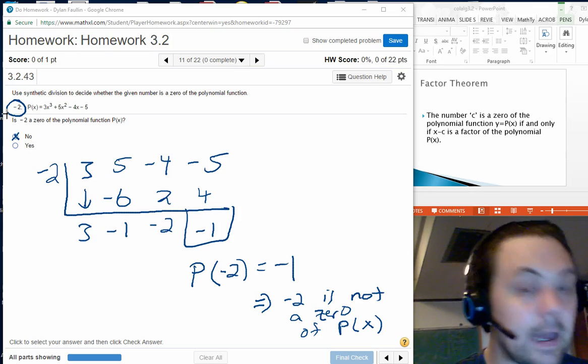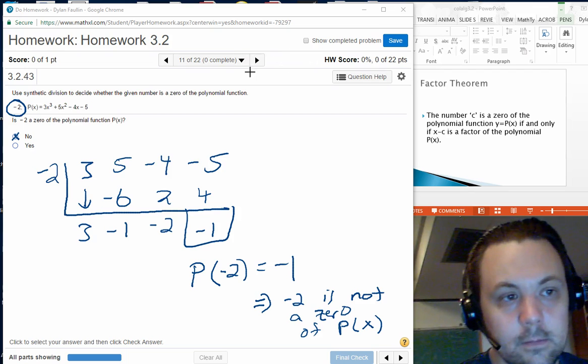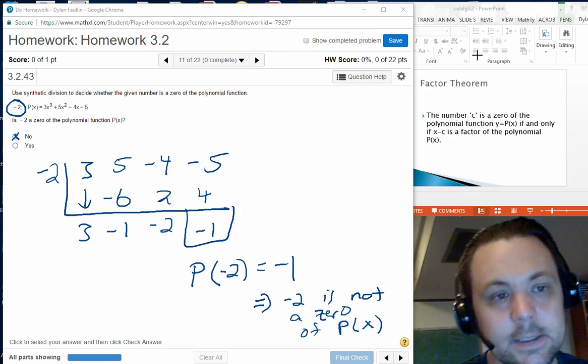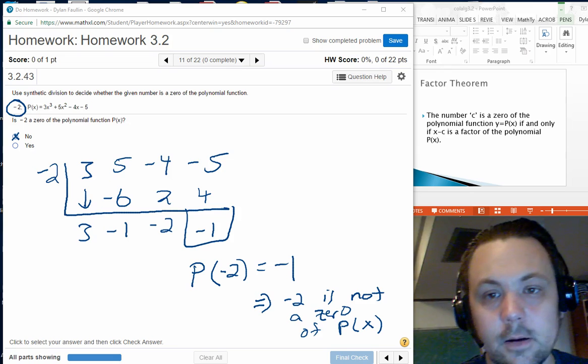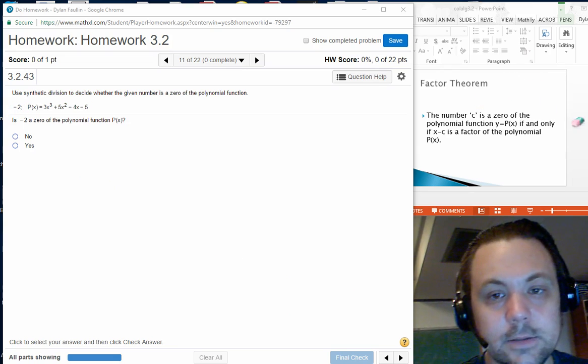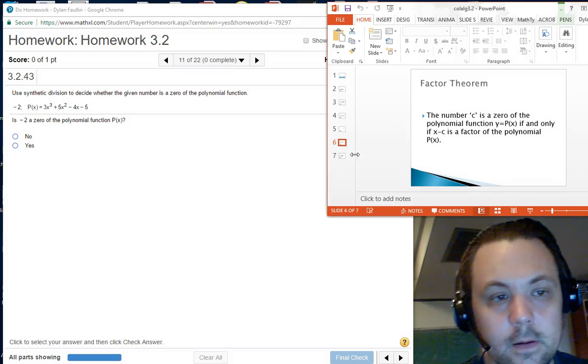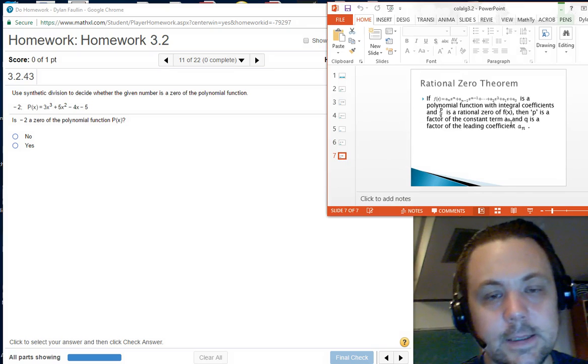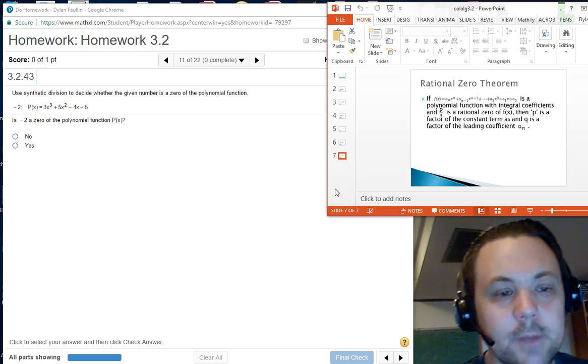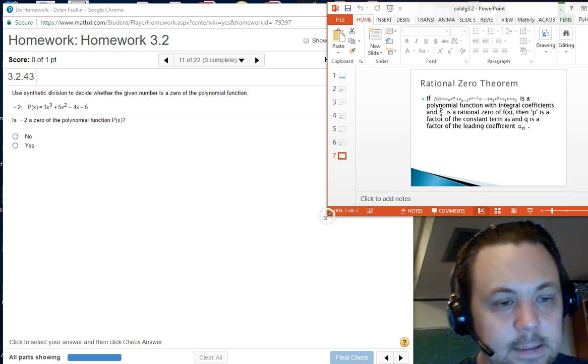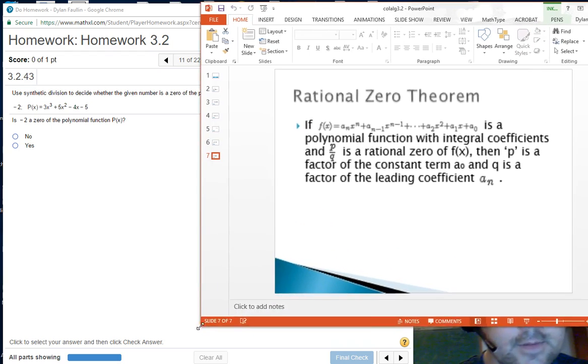And in order to do that, we need some more information. We need another concept. And so this concept is called the rational zero theorem. All right, so here it is right here. And it's kind of hard to see. I'm sorry if on my screen. Maybe I could, since this is the last slide, I'll just zoom it out and then close it when we're done.